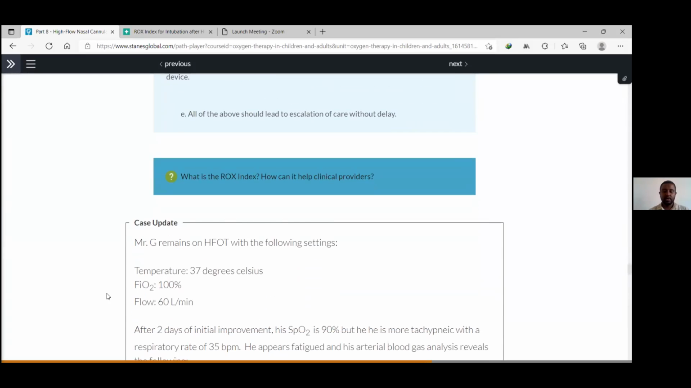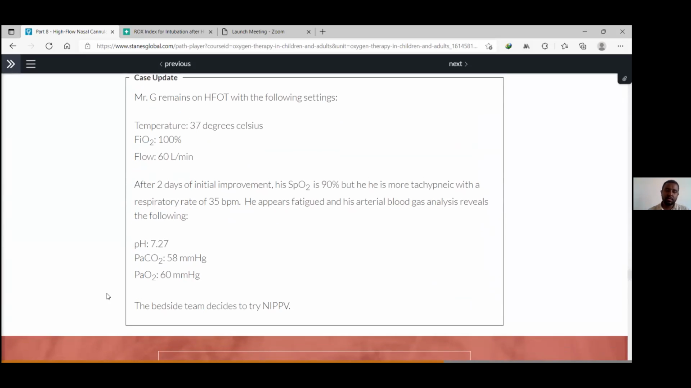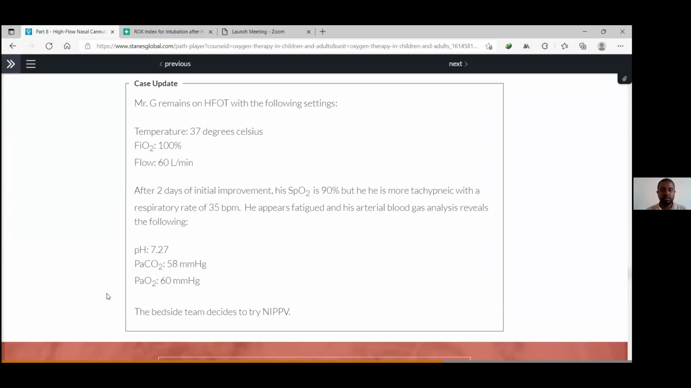Okay, thank you. So we have a case update. Mr. G remains on high flow oxygen therapy with the following settings: temperature 37 degrees Celsius, FiO2 100%, and flow of 60 liters per minute. After 2 days of initial improvement, his saturation is 90%, but he is more tachypneic with a respiratory rate of 35 breaths per minute.